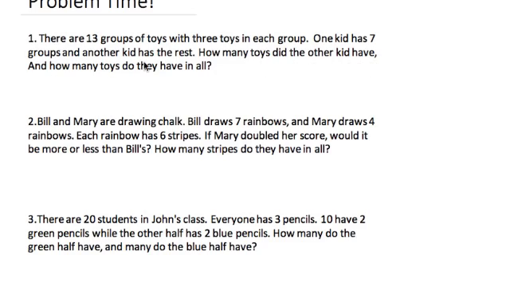And how many toys do they have in all? So that's number 1. Number 2 is Bill and Mary are drawing chalk. Bill draws 7 rainbows, while Mary draws 4 rainbows. Each rainbow has 6 stripes. If Mary doubles her score, would it be more or less than Bill's? How many stripes do they have in all?